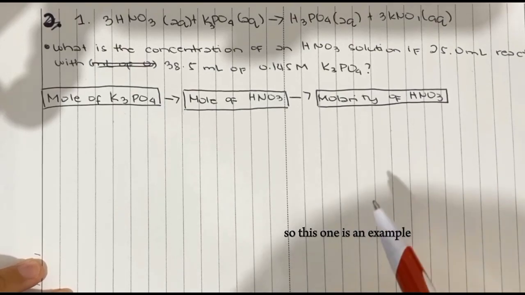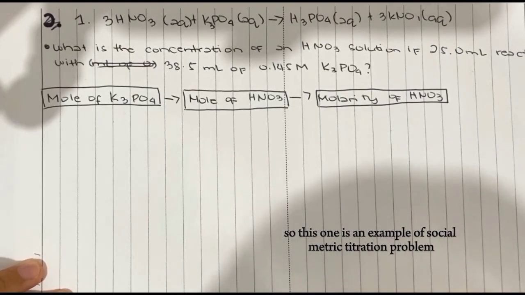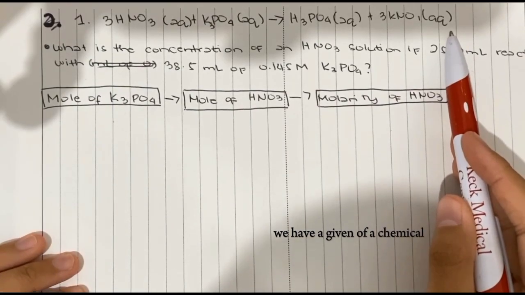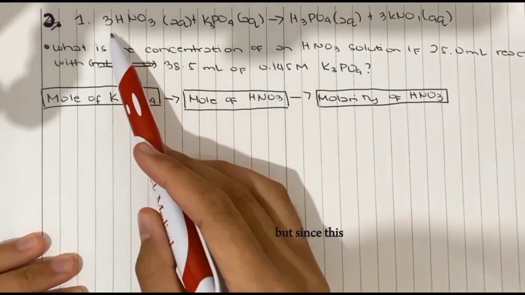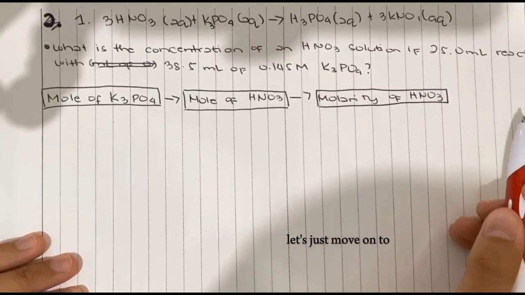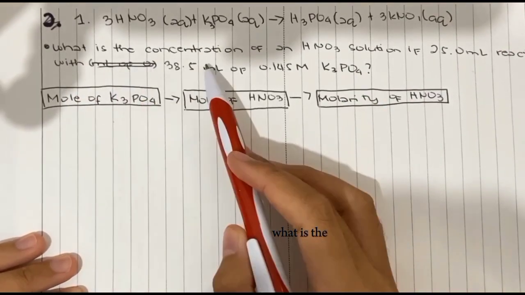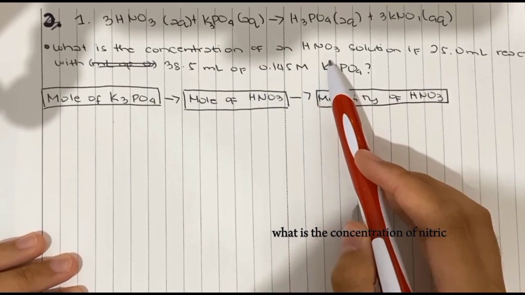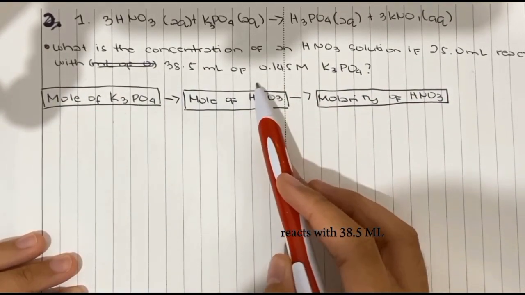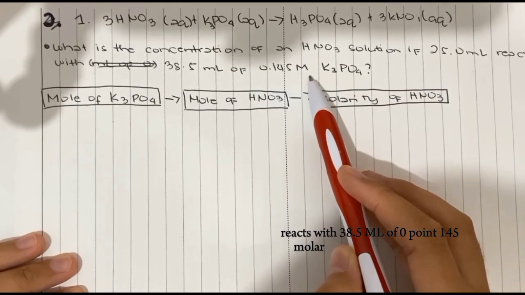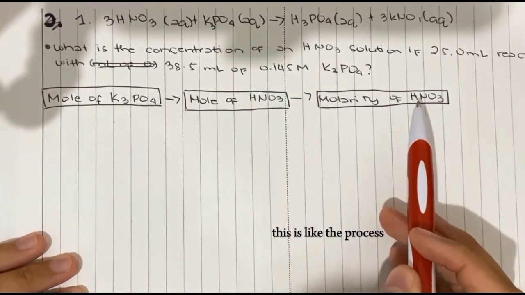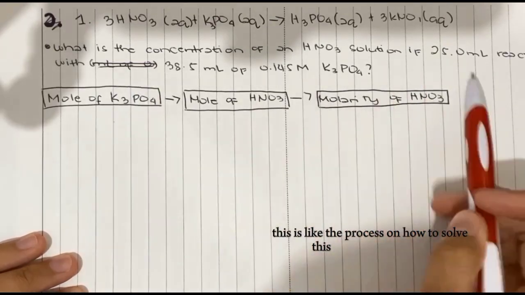So this one is an example of a stoichiometric titration problem. As you can see right here, we are given a chemical equation, but since this equation is already balanced, let's just move on to the problem. What is the concentration of nitric acid solution if 25 ml reacts with 38.5 ml of 0.145 molar tripotassium phosphate? So here is the process on how to solve this problem.